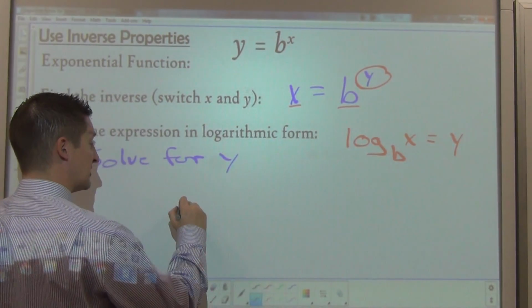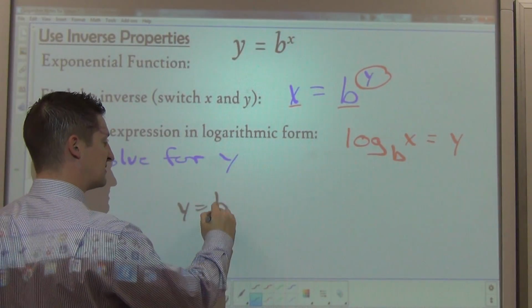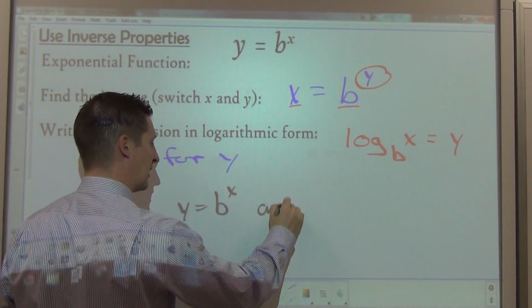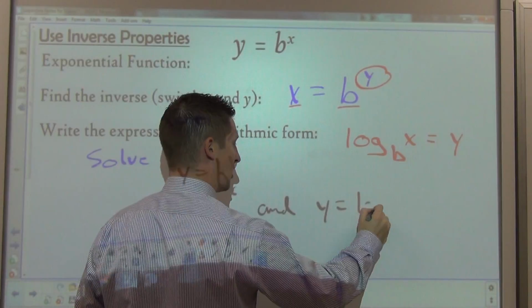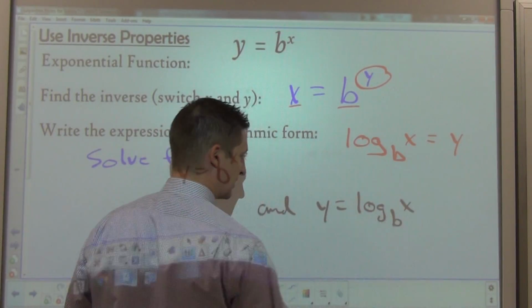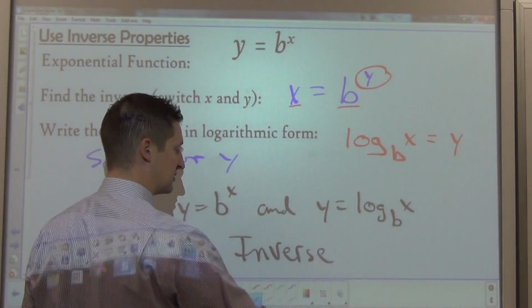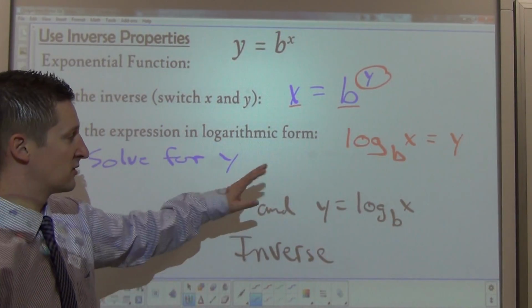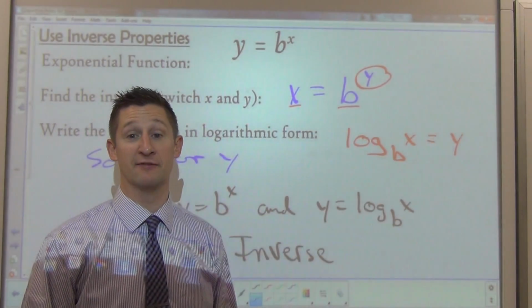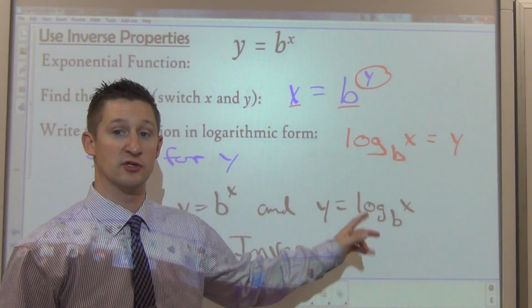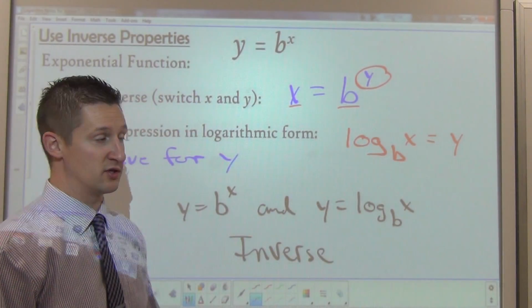So what I'm saying is that y equals b to the x power, and y equals the log base b of x. I'm saying that those are inverse expressions, even inverse operations. An exponential function and a logarithmic function are the inverse of each other. Kind of like multiplication and division would be the inverse of each other.